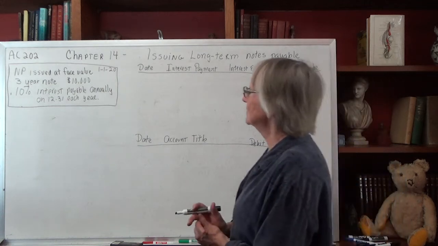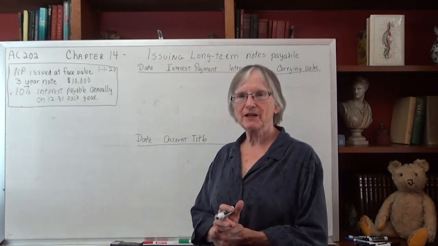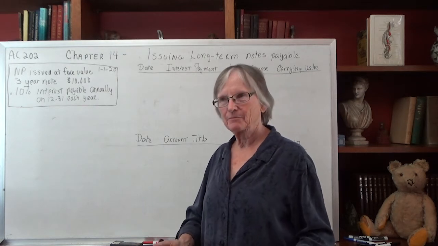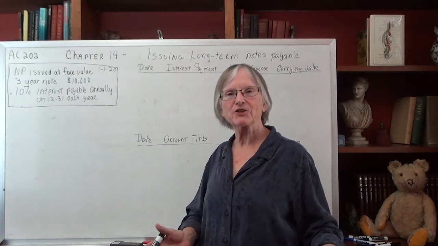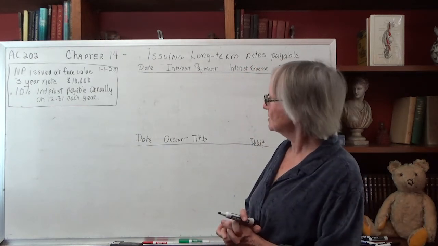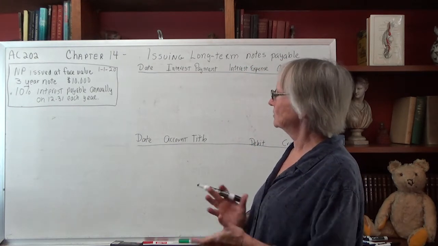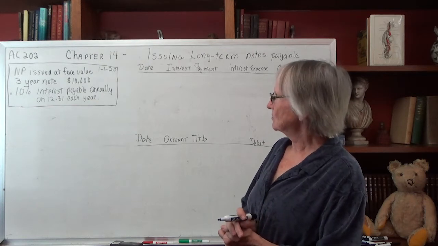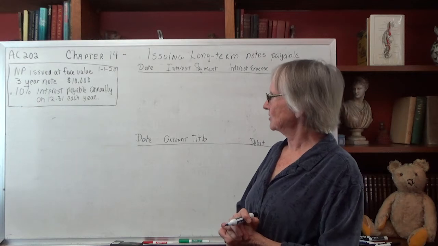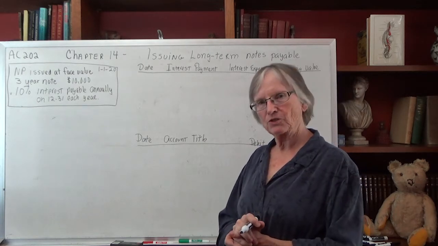All right, so this note payable is issued at face value, and the hard part of doing all these notes payable is setting them up because they can come at you in all different ways, okay? So this one is a note payable issued at face value on 1/1/20. It's a 3-year note, $10,000. The 10% interest is payable annually on 12/31 of each year.